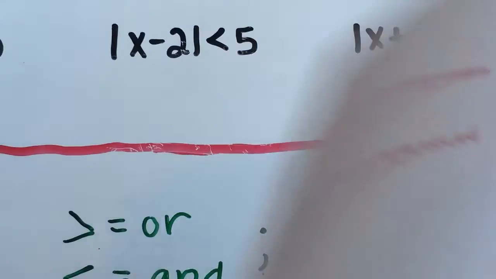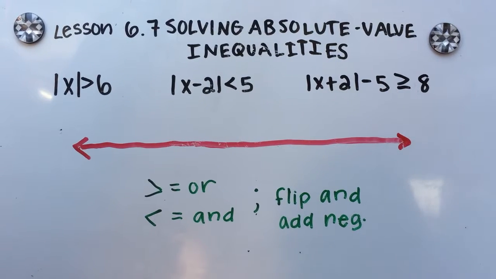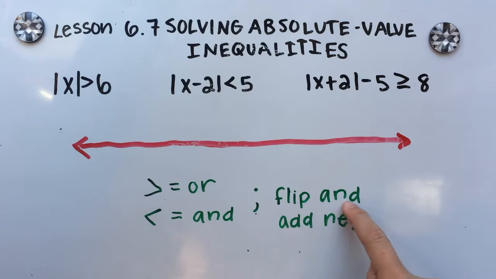So we have a few problems here. And the first thing we need to know is this rule right here. If the sign is facing this way, we know it's an or, and we have to flip the sign and add a negative. If the sign is facing this way, we know it's an and, and we have to flip the sign and add a negative. And I'll demonstrate this rule whenever we go through these problems.